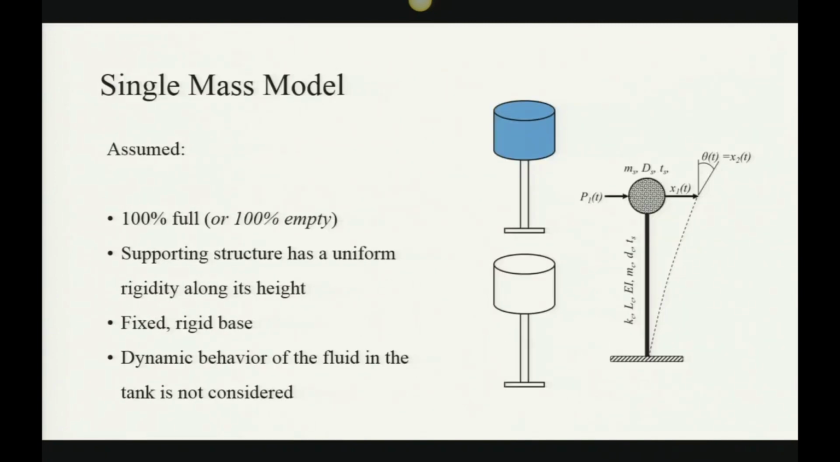So for the single mass model, it's good for full water tanks where there's no room for any of the water to move, or if there's no water at all. And for our model, we designed it as kind of like a golf ball on a tee with 2 degrees of freedom, with translation and rotation. And we assume that there's uniform rigidity along the height and there's a fixed rigid base.